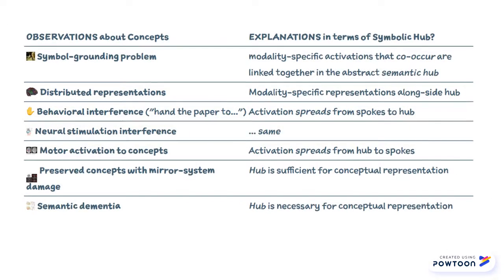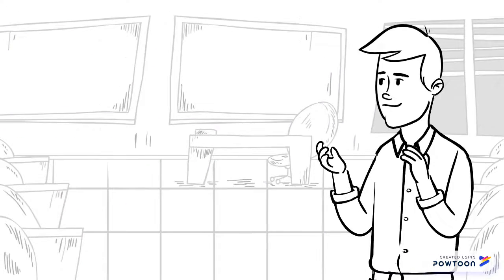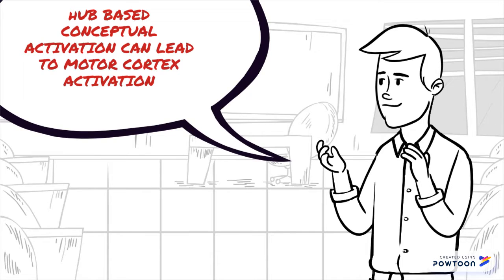The Semantic Hub also allows us to understand other observations and problems, such as the symbol grounding problem, semantic dementia, preserved concepts with mirror system, behavioral interference and neurostimulation, and distributed representations. Hub-based conceptual activation can also lead to motor cortex activation.